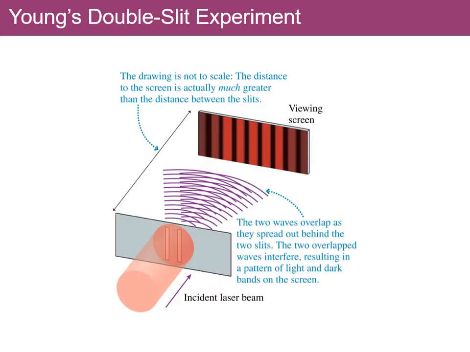In 1801, a physicist named Thomas Young performed an experiment that strongly inferred the wave-like nature of light. He believed that light was composed of waves, and so Young reasoned that some type of interaction would occur when two light waves met. A coherent light source is incident upon a pair of very narrow slits. The two waves that pass through the slits overlap as they spread out. The overlapping waves then interfere, resulting in a pattern of light and dark bands on the viewing screen.